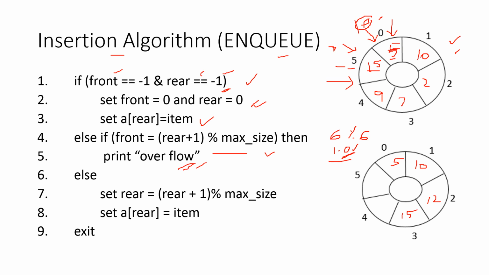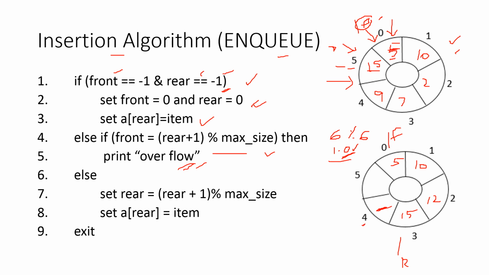Okay. This is front and this is rear, right? See this set, and here you are going to enter one more item. So space is there. So what you will do? You will enter in this location. Okay. What is the value of that? Index is 4.